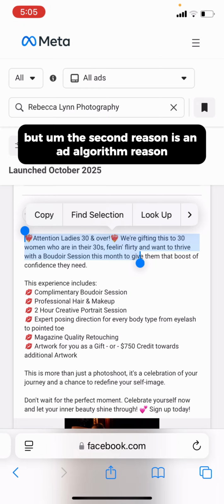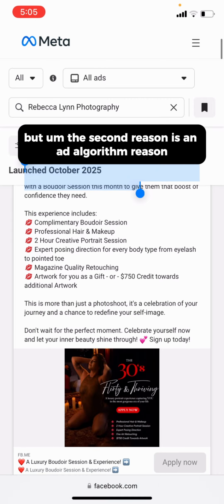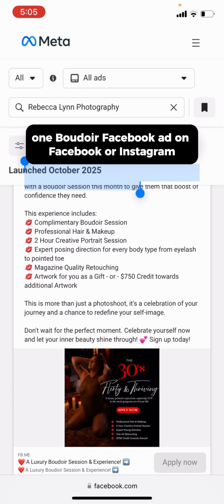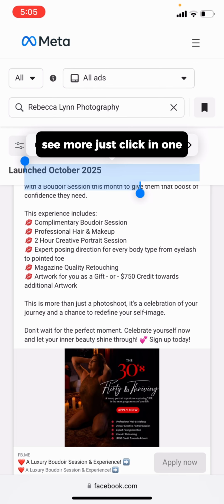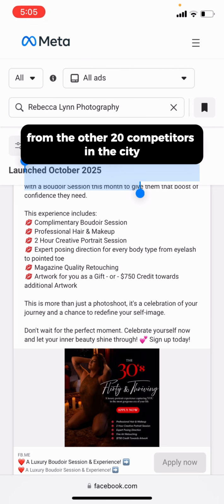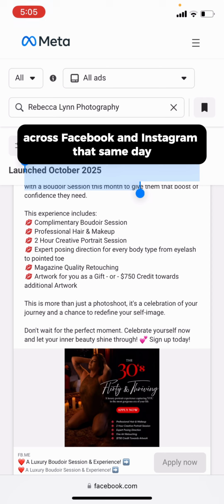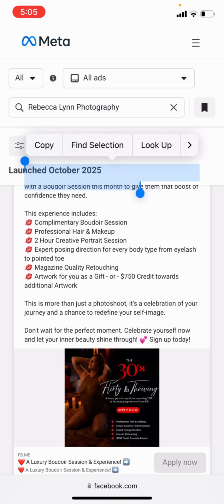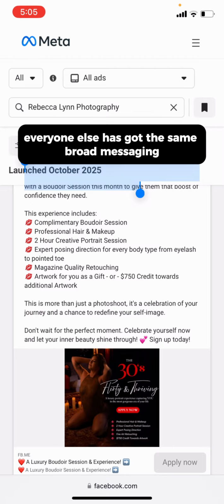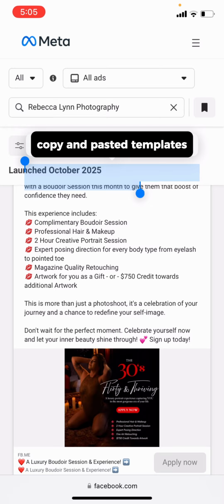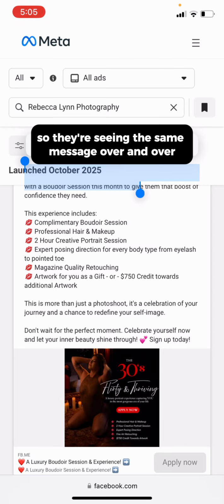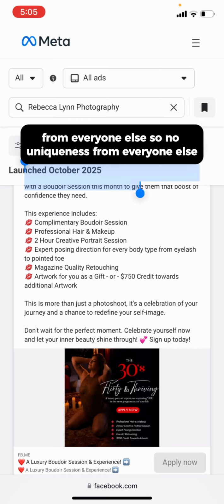But the second reason is an ad algorithm reason, which is once someone engages with literally one boudoir Facebook ad on Facebook or Instagram, click on the see more, just one click on it. Guess what? They are seeing 20 boudoir Facebook ads from the other 20 competitors in the city across Facebook and Instagram that same day. And guess what? Everyone else has got the same broad messaging, or the same copy and pasted templates. So they're seeing the same message over and over from everyone else. So no uniqueness from anyone else.